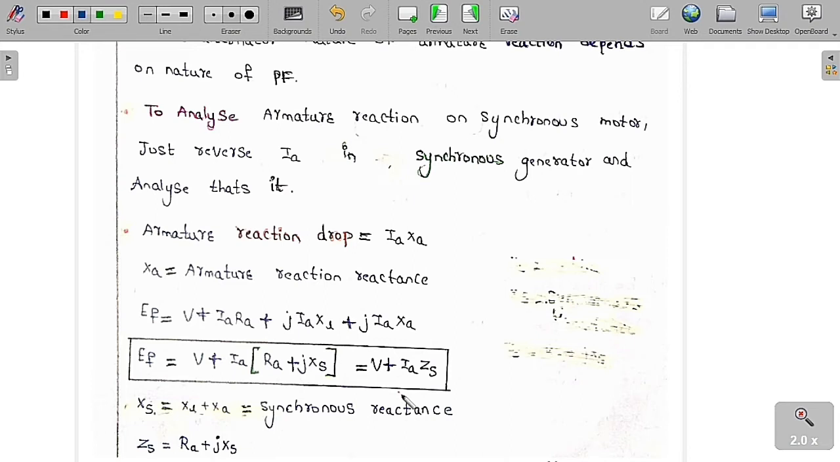So the armature reaction drop is equal to IA into XA, and XA is called the armature reaction reactance. XL is called the leakage reactance. The EMF equation in the case of a generator is EF equal to V plus IA RA plus j IA XL plus j IA XA. This gives EF equal to V plus IA into (RA plus jXS), where XS is the summation of XL plus XA. XS is called the synchronous reactance and ZS is equal to RA plus jXS.